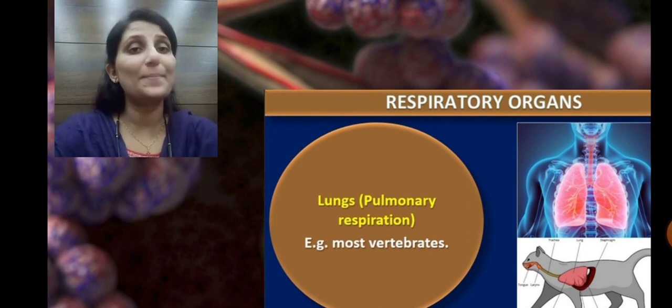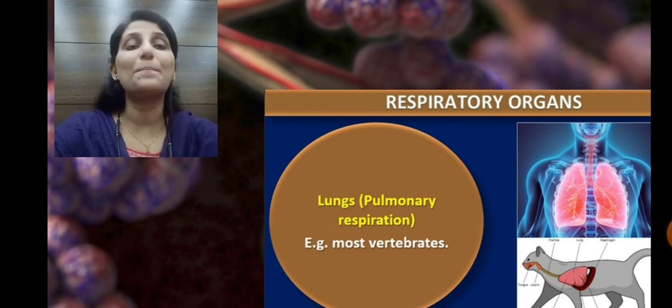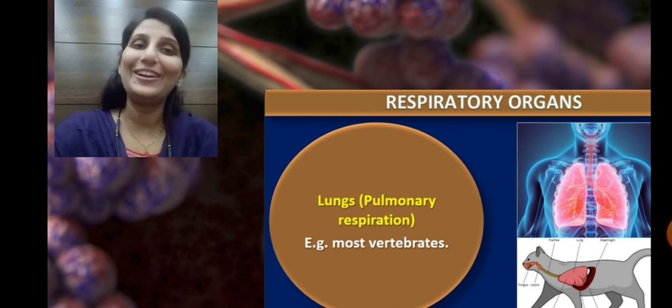And the fourth type is the gills, which is seen in fishes, prawns, and tadpoles. And that type of respiration is called branchial respiration. And the last type is pulmonary respiration, which is aided with the help of a pair of lungs, which is seen in most of the vertebrates.